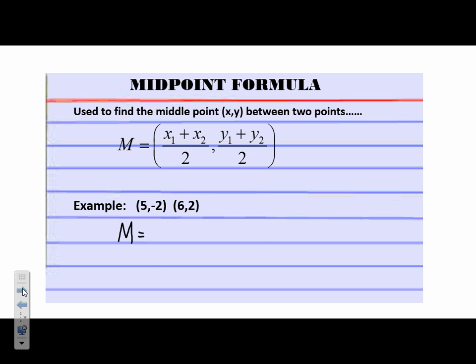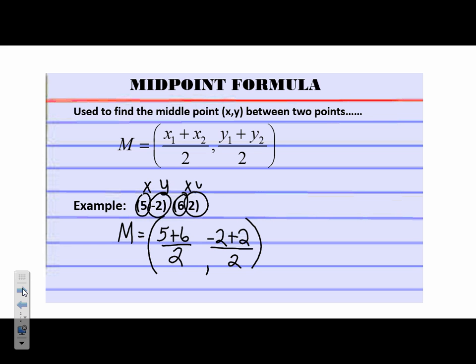Midpoint equals, and then I'm going to set up a point here with a comma in between. x from the first point, which is a 5. Here's my x coordinate. Plus x from the second point, which is a 6, divided by 2. Then comma, y from the first point, -2, plus y from the second point, the 2, divided by 2. So we just use the formula and plug in the x's and y's, first point, second point, and now we can go ahead and simplify or calculate our final answer here.